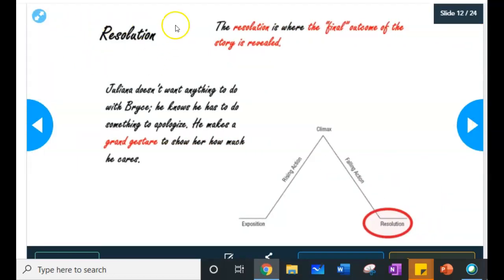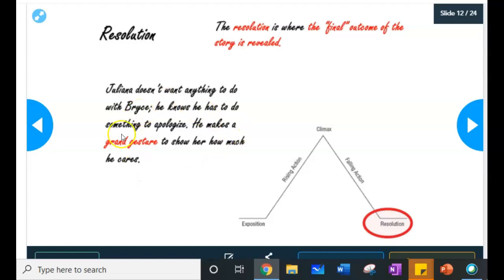And the last part of the story, the last element, is the resolution. The resolution is where the final outcome of the story is revealed, right? Okay, everything is resolved down here. So Juliana doesn't want anything to do with Bryce, okay? But he knows that he has to do something to apologize. He feels really bad about everything. So he makes a grand gesture to show her how much he cares, to prove to her that he's changed and that he realizes what a jerk he's been, okay?